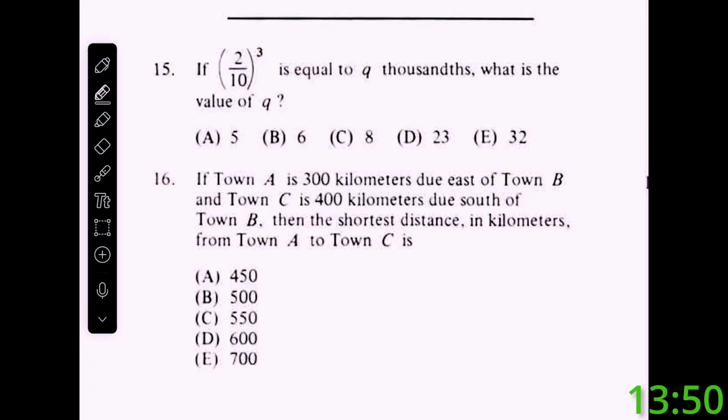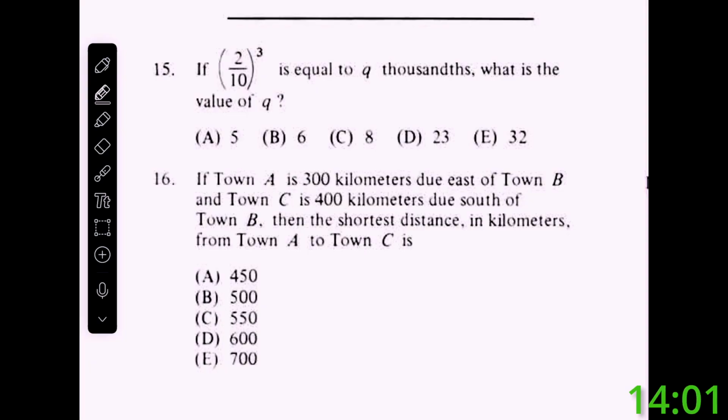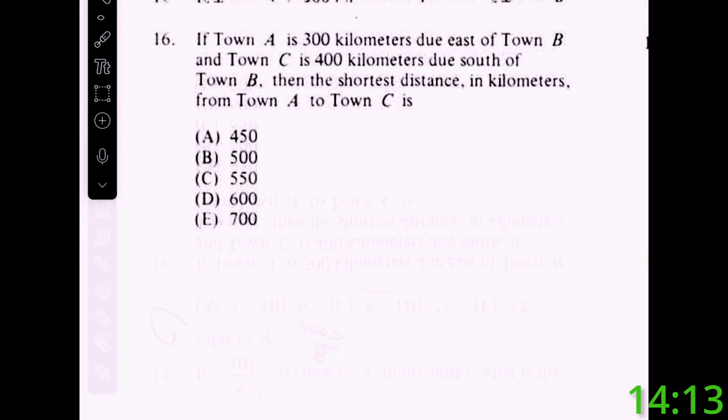Number 15, only 10 to go, but I do remember these get harder, and they kind of are. 2 to the cubed is equal to q thousandths. What is the value of q? I said they're getting harder. This one's not any harder. 2 to the 10th cubed is 2 cubed over 10 cubed, or 8 over 1,000. It's equal to q thousandths, so q has to be 8. C. That wasn't so bad.